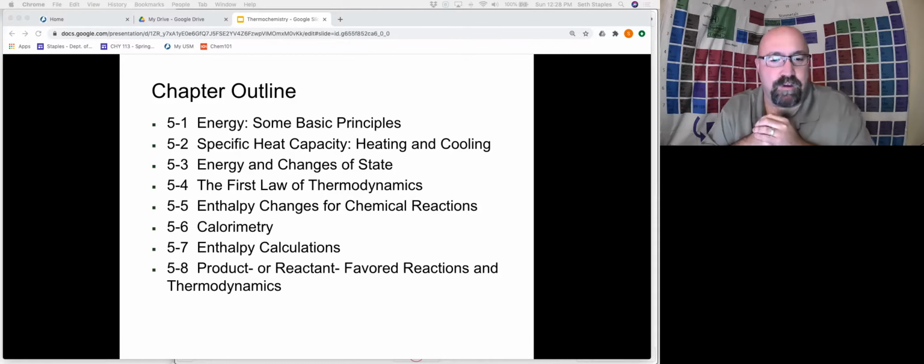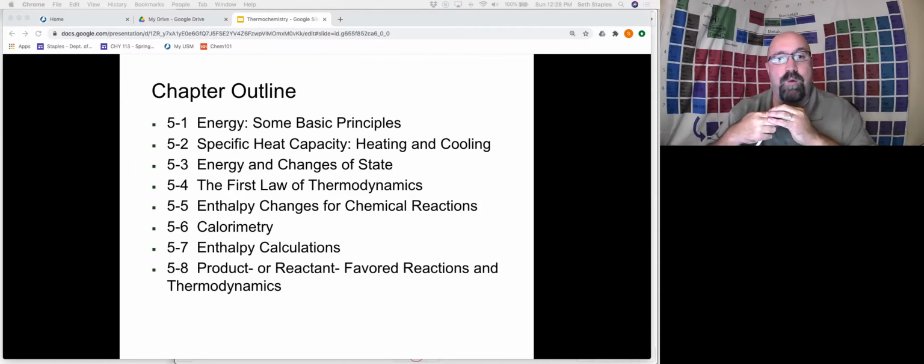Last time we started our discussion of the energy involved in chemical processes. We began with some of the very basic principles of energy, then went on to discuss specific heat capacity and the ability of a substance to gain or to lose energy, and gave the symbol C to specific heat. We talked about how we use that to calculate heat Q using our equation Q equals mc delta T, which will be an equation that we use a lot throughout all of this energy unit.